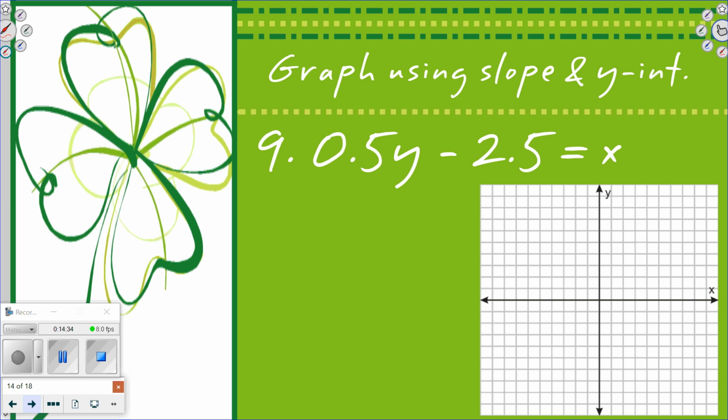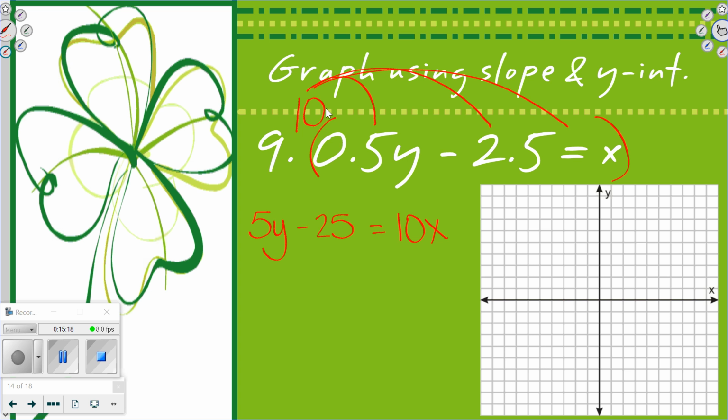All right, number 9. Oh, what are those? Decimals. What should I probably do? I'm going to multiply them by 10. Yeah, multiply them by 10. 10 times 0.5 is going to change that to 5y. That's going to be 25. I'm going to multiply by 10 because I only have one spot on each of those. And that one's going to be 10x. Don't move them too many spots. Your numbers get huge.